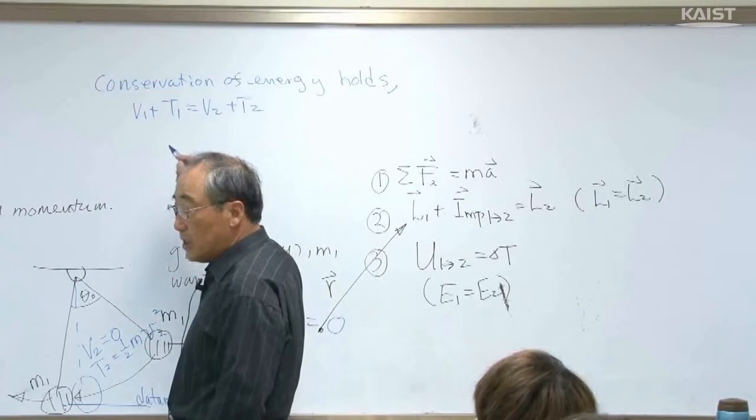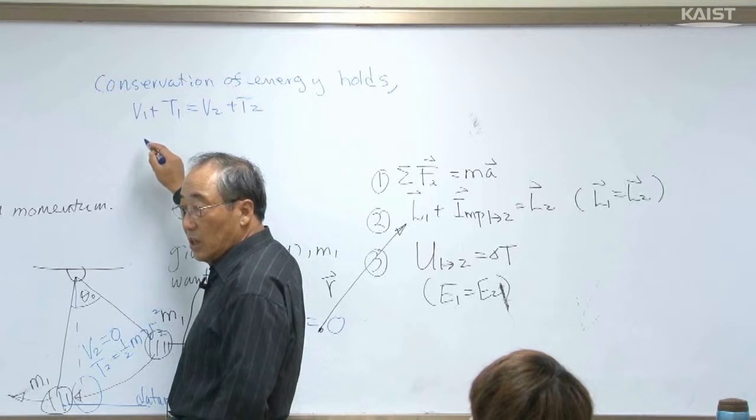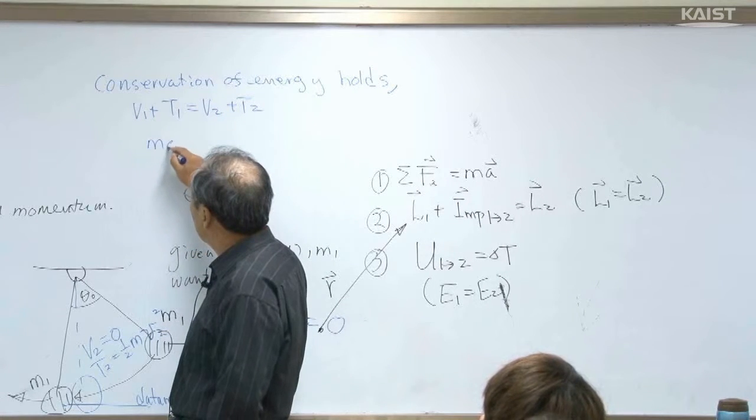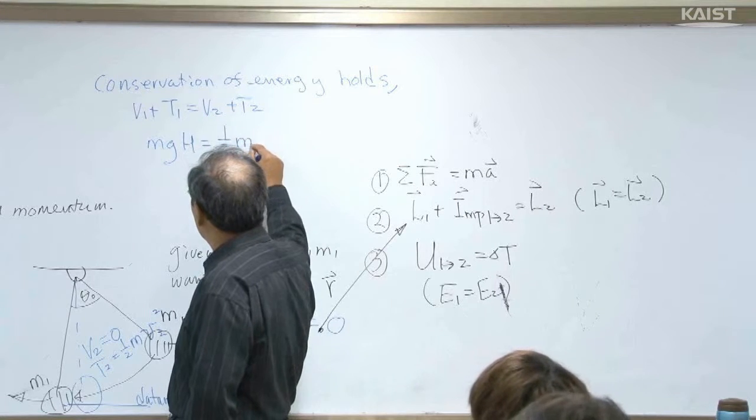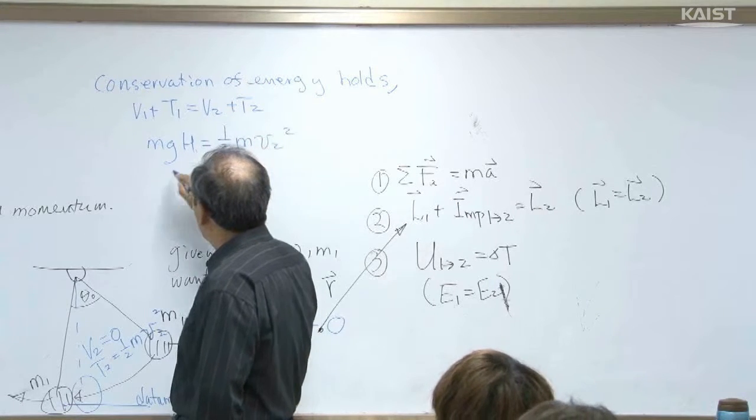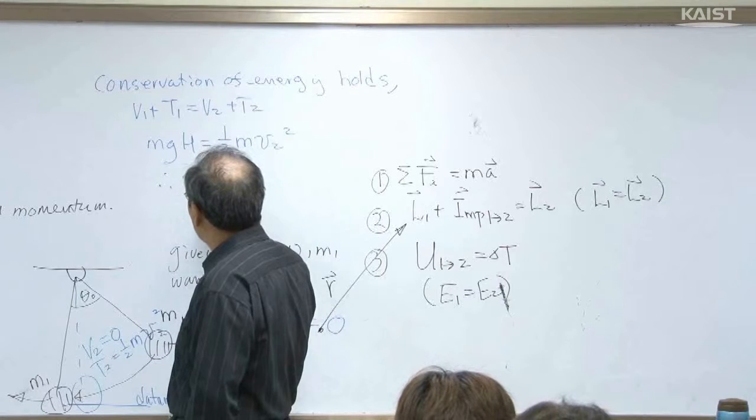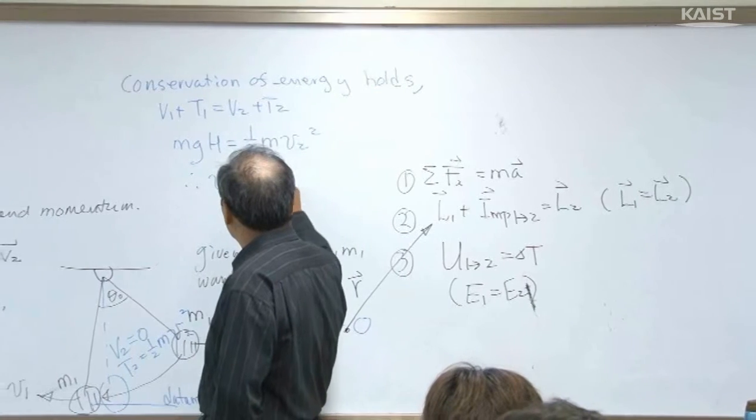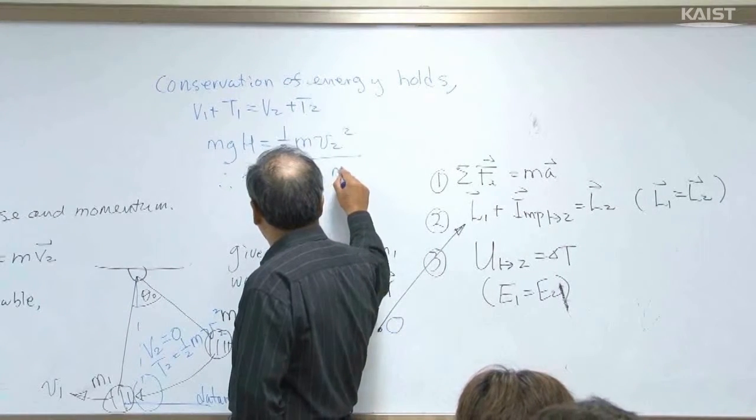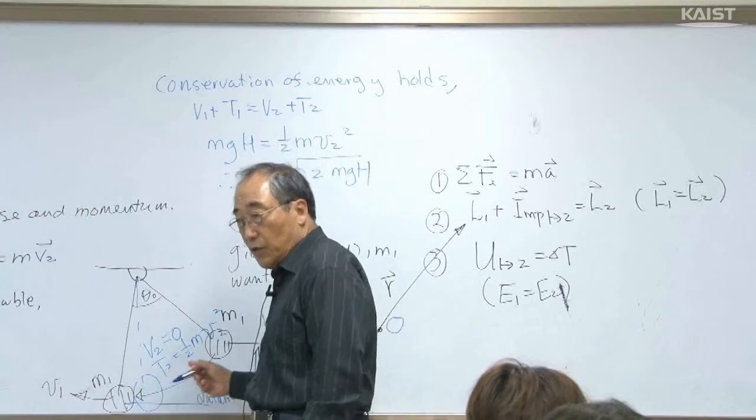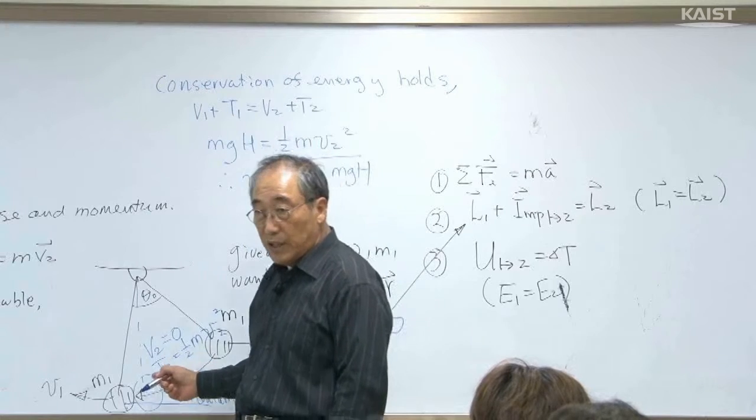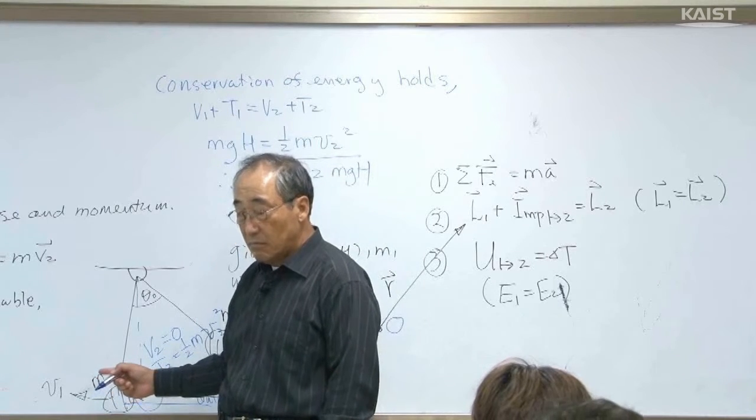conservation of energy. At state 1, the energy is mgh. At state 2, the energy is mv2 squared. Therefore, we know v2 is equal to the square root of 2gh. Okay, that is the velocity of the first mass just before it hits the second mass.